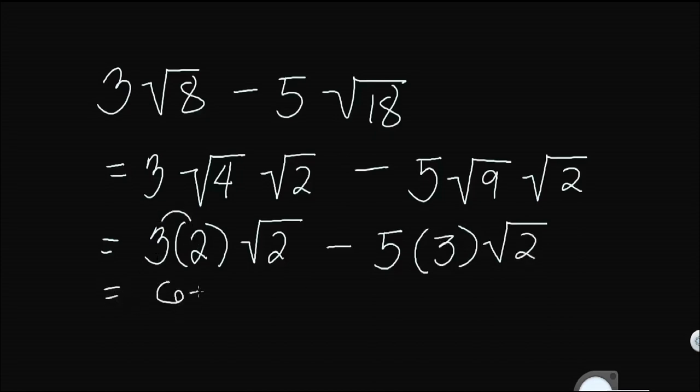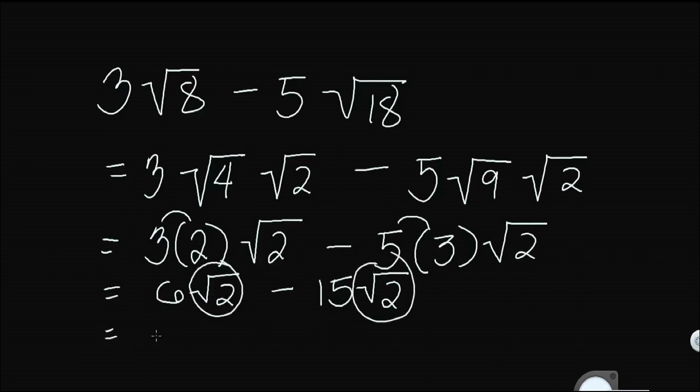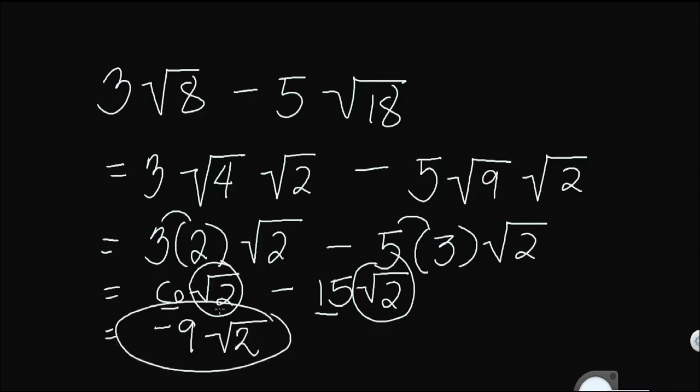Then we multiply 3 times 2, 6 square root of 2, minus 5 times 3, we have 15 square root of 2. The radicand is now the same. So square root of 2, we have square root of 2 on the other side. We can add the two numbers outside the root. 6 minus, subtract pala, minus 15. That is negative 9 square root of 2. Okay?